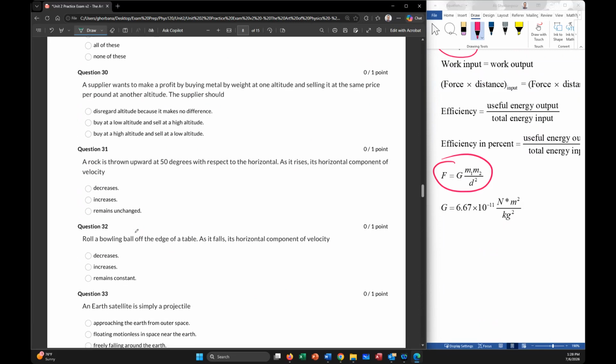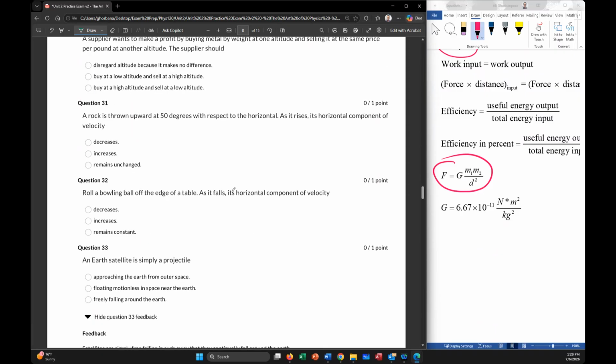Number 30. A supplier wants to make a profit by buying metal by weight at one altitude and selling it at the same price per pound at another altitude. So you buy by weight in one altitude, you sell by weight, by mass, in another altitude. Which one is better? Disregard altitude because it makes no difference? No, mass and weight will be different. Your mass is always the same mass, but your weight can be different.